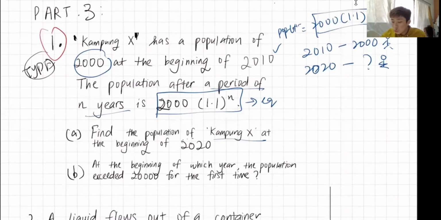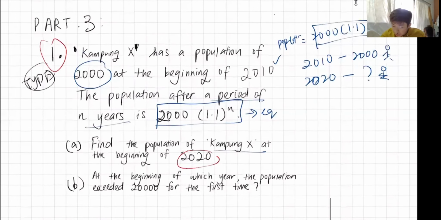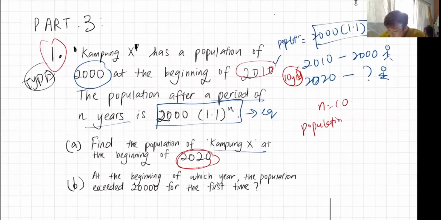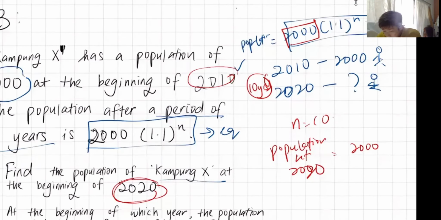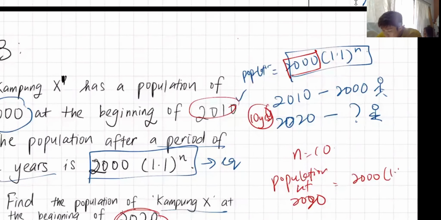Okay, so what you have to do is, now they say after how many years? 2020 is after how many years? From 2010 is 10 years. So you plug 10 years in, n equals 10. So the population at 2020 of Kampong X will be 2,000. Don't confuse this 2,000. 2,000 is part of the equation. It's not a year, okay? 2,000 times 1.1 to the power of 10.